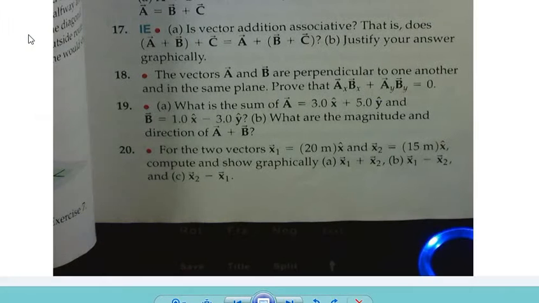Number 20, it says two vectors, x1 equals 20 meters in the x direction. So I'm writing this down as I read it. It says for the two vectors x sub 1 equals 20. And I've got to use a different color marker because you guys can't see. And x sub 2 is equal to 15. Compute and show graphically. All right, so give me another piece of that graph paper, will you?